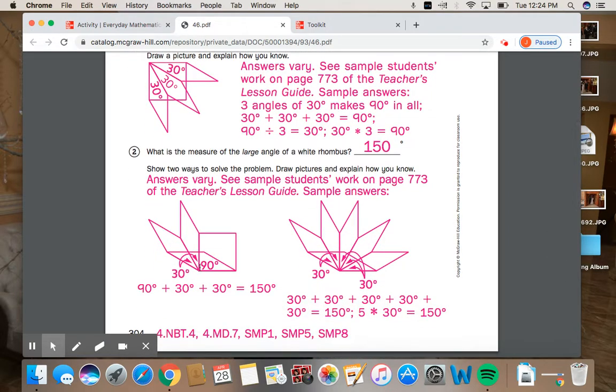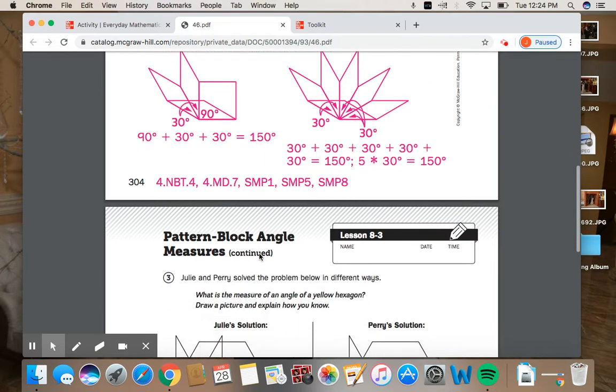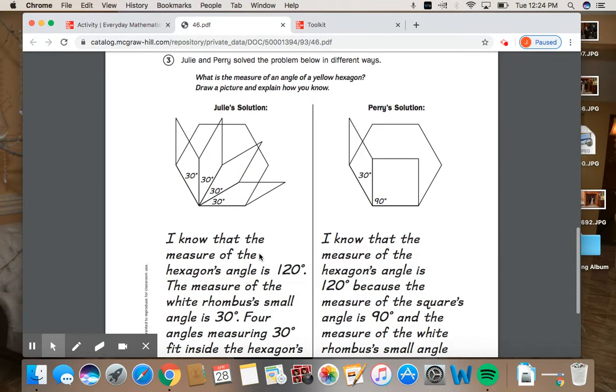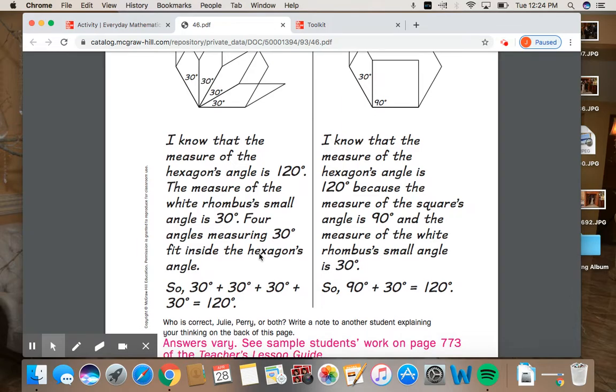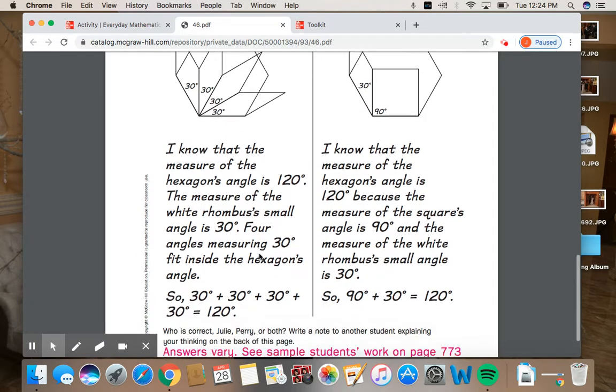The measure of the large angle of the white rhombus is 150 degrees, and you could have matched up all of those small ones. You could have used the 90. You could have used a green triangle or 2 or 3. So there's a few different ways you could have matched up the pieces after playing with them and seeing which angles can fit into which ones and making connections between the shapes and their angles. And then for that other problem where you have the two students work, you should see that they'll both work for various reasons if you take a look at it carefully.